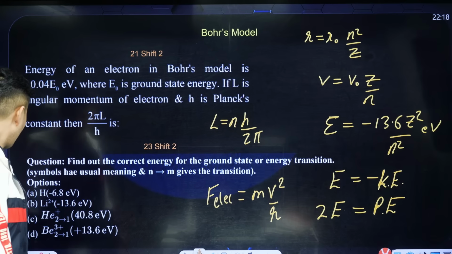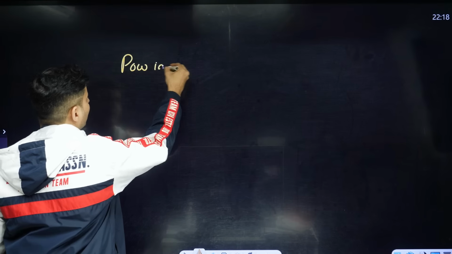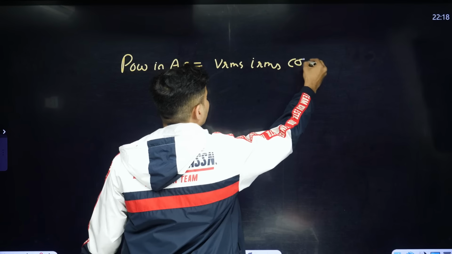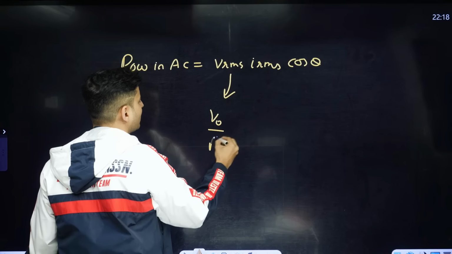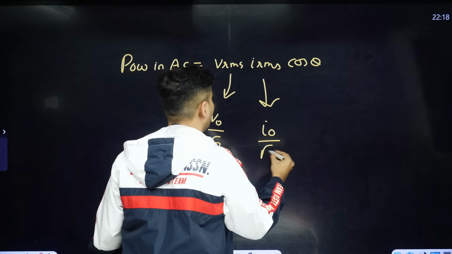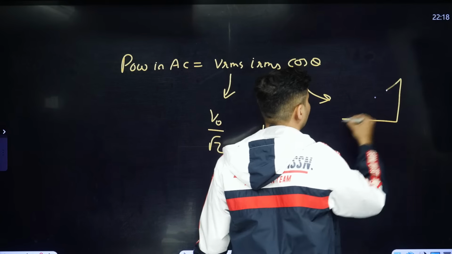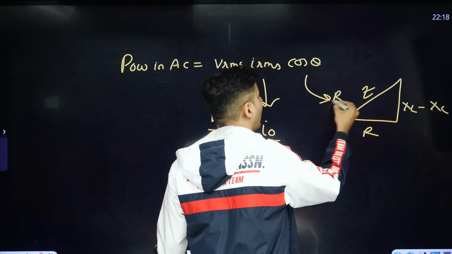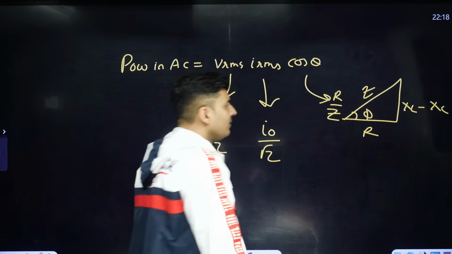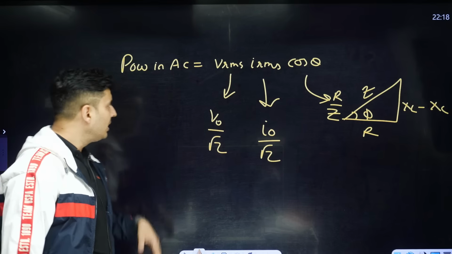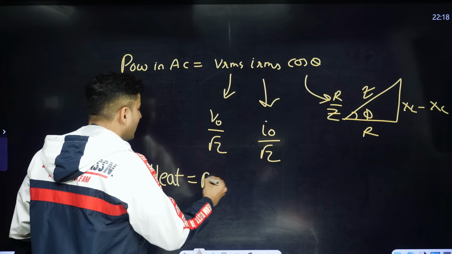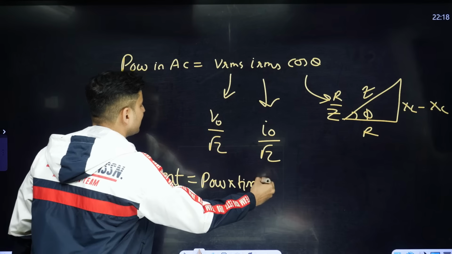Max power in AC. So if you want power in an AC circuit, then it is Vrms, Irms into cos of phi. Vrms is maximum voltage by root 2, Irms is maximum current by root 2, and for cos phi you can use that triangle where this is Z, this is R, and this is XL minus XC. So this will be R divided by Z, where this is basically your phase angle. So this formula also came into use sometimes, and if you know power, from that you can get the heat value. Heat will be again power multiplied by the time, standard.